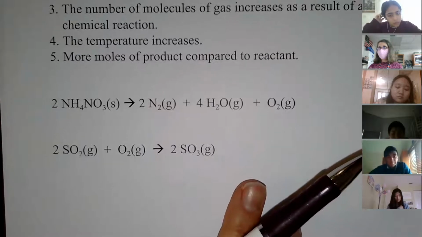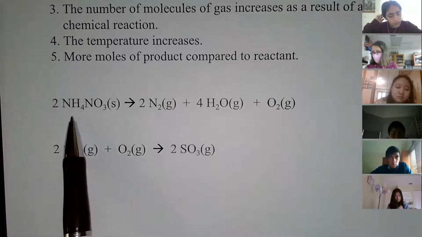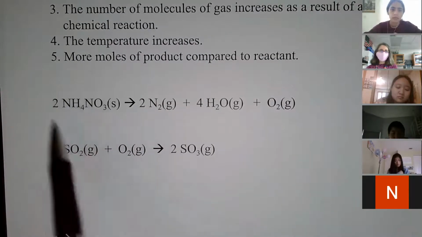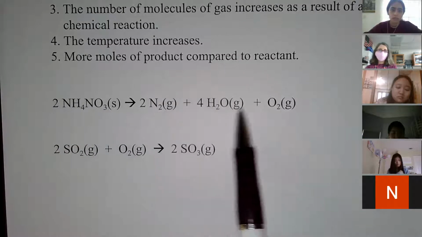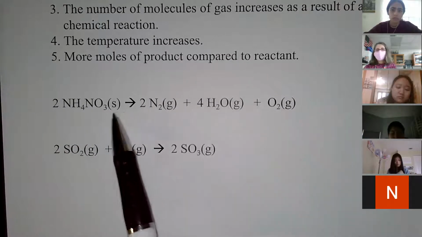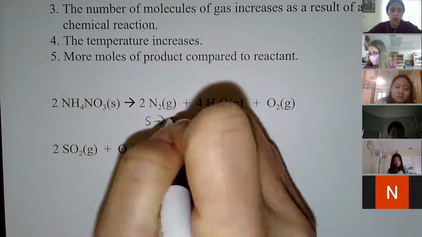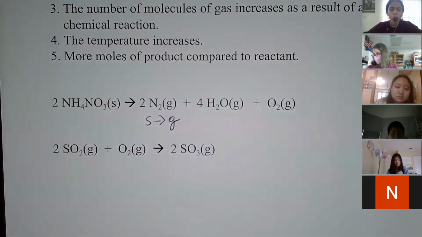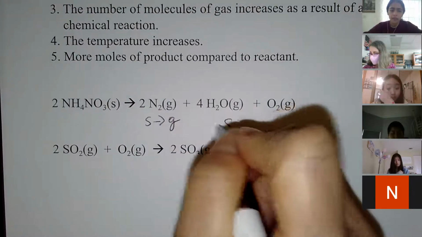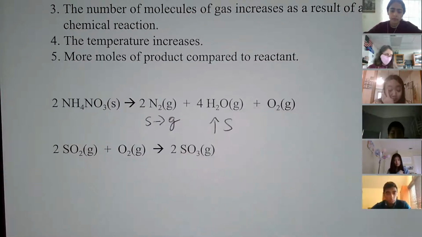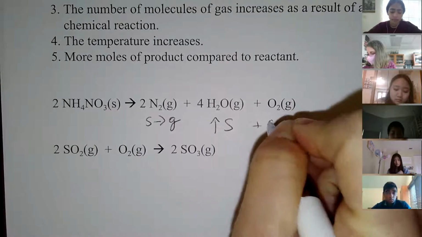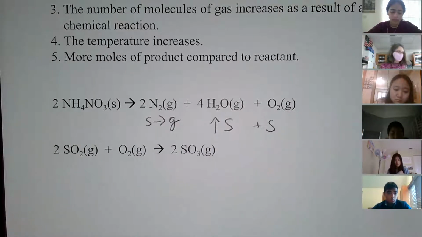So the examples I gave you here, I have something in a solid form going to a bunch of gases. So anytime you are going from, say, an ordered system to a less ordered system, that's going to mean entropy is increasing. Entropy increasing is going to make it a positive value. So you're going to see a positive value if something is increasing in entropy.